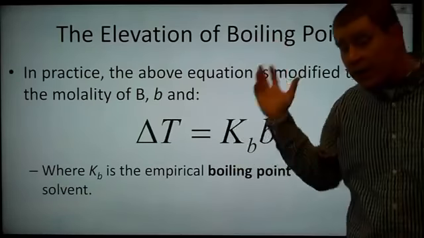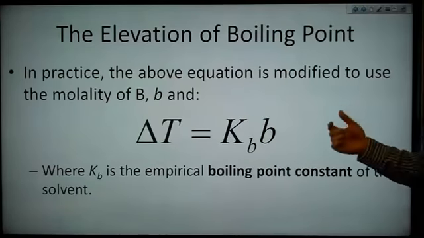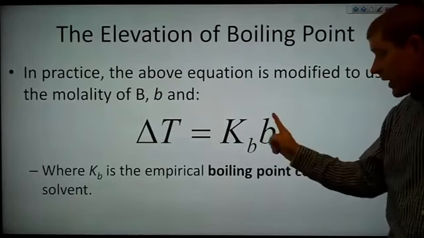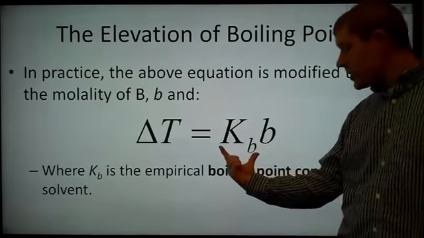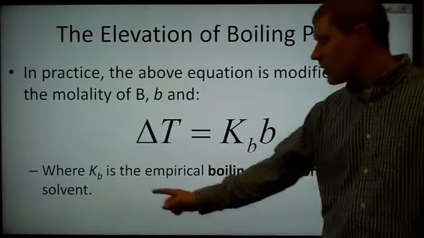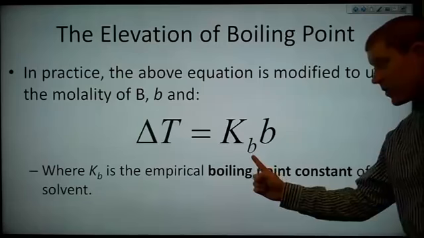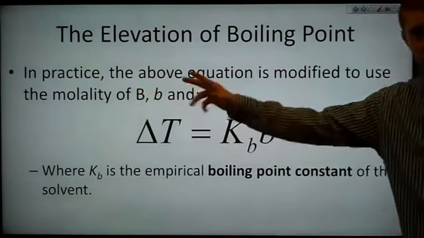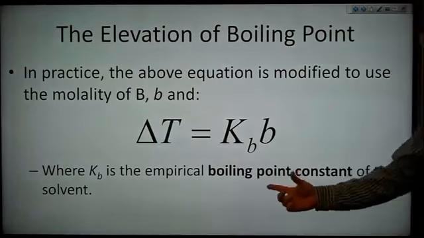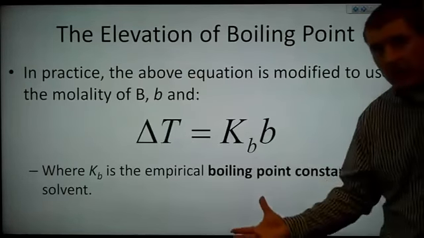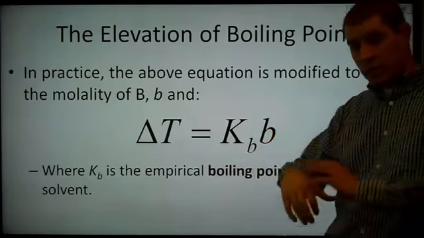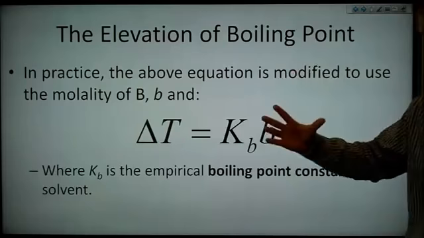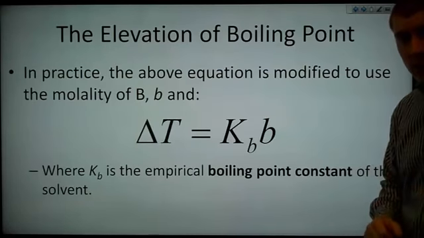Alright, so in practice, that equation is usually modified to use the molality of our substance B, which we denote as this lowercase b here, and we get this constant Kb. So Kb is the empirical boiling point constant. The B there is for boiling point, not for molality or for B, our solute. So this is the empirical boiling point constant of our solvent, and we basically go out and we measure what Kb is at different molalities of total molality of dissolved particles.